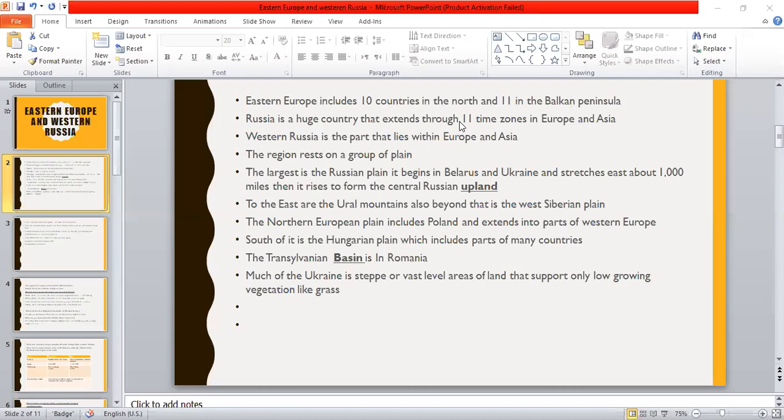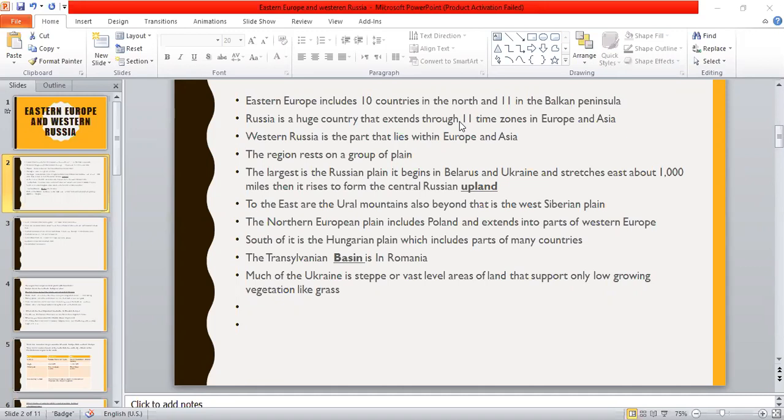So as you can see now, we have many plains on which Eastern Europe and Western Russia rest. The Transylvanian Basin is in Romania, and much of Ukraine is steppe, or vast level areas of land that support only low-growing vegetation like grass.